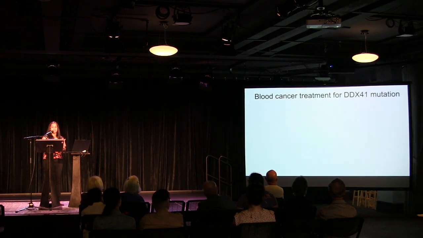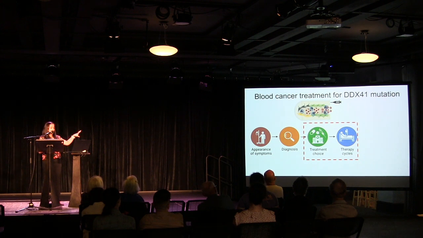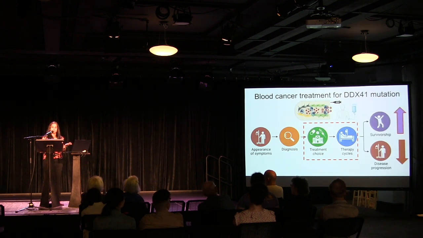So where does my research fit in the broad picture of blood cancer treatment, especially in the case of DDX41 mutation? This is the figure that we saw earlier, where the patient appears with the symptoms to the doctor, they undergo a diagnosis, and then they undergo a lot of treatment and therapy cycles. And the goal of my research is to really fit in here, where we could try and use drugs to correct the faulty or defective bone marrow environment, either by itself or in combination with the previously existing treatment, with the ultimate goal of increasing survivorship of these cancer patients and decreasing disease progression.